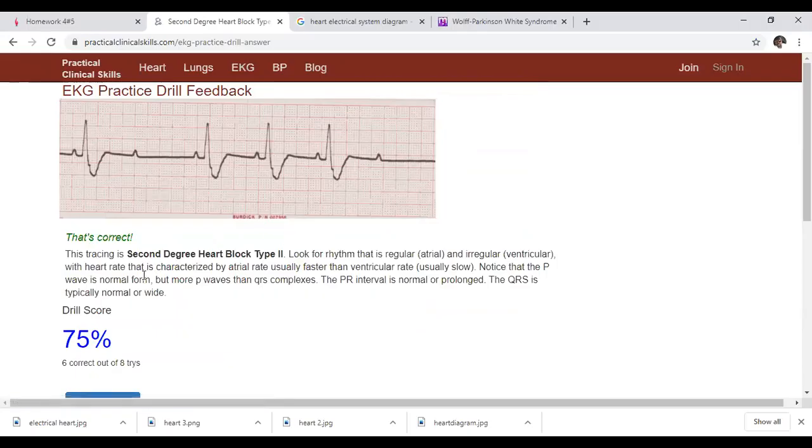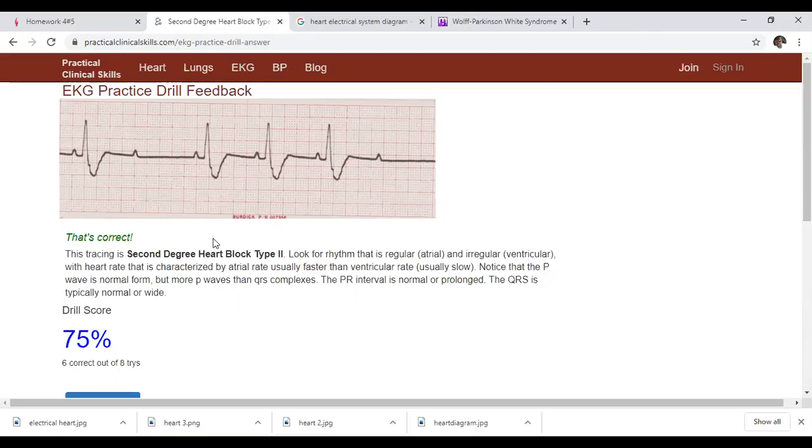I think they call it leaky block, but anyway, it drops a QRS. You have your rhythm, but then it's missing a QRS, right? It's just gone. You're missing a QRS. Then over here, boom, a QRS drops on you. So that's a second degree block.